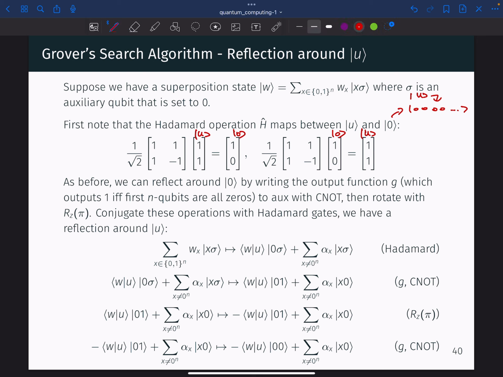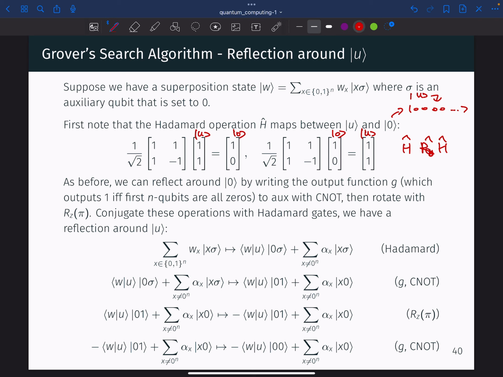Because doing a reflection around U directly is kind of troublesome. Let's say we have this reflection operator, which can consist of multiple gates. What we can first do is a Hadamard. This is like a change of basis. So basically, it's mapping U to 0, and then you can reflect around 0.